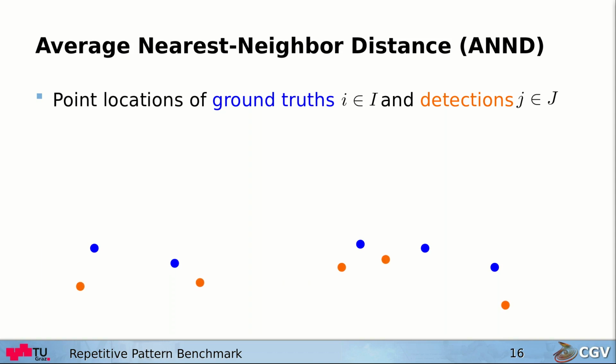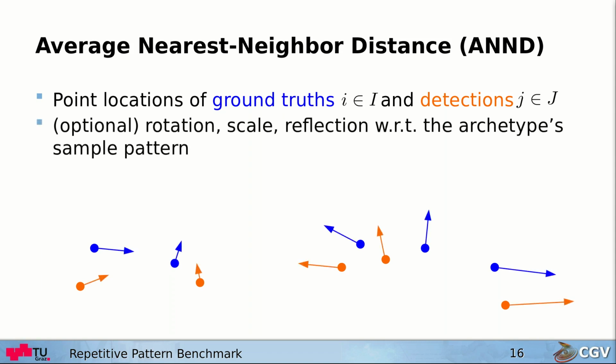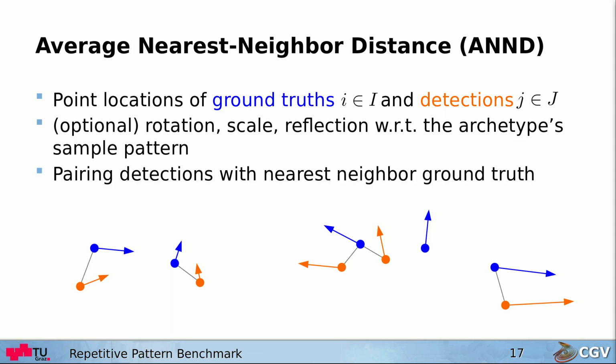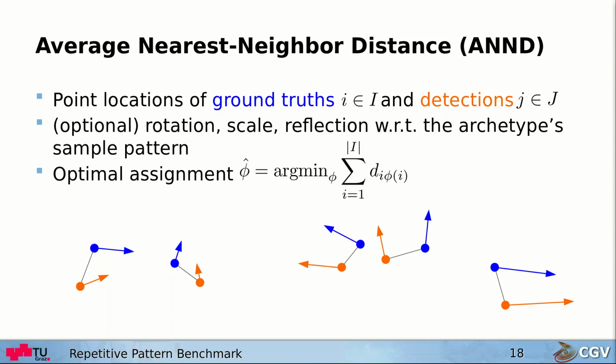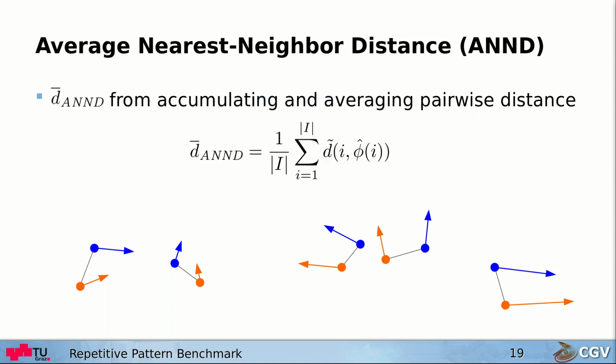Similarly, we expect the recognition algorithm to yield a set of point locations of detections. Additionally, the rotation, scale and reflection state with respect to the query could be returned. In the first step, we pair up the detections with matching ground truths. With a greedy nearest neighbor approach, it could happen that multiple detections are paired up with one and the same ground truth. Hence, we use an optimal assignment which minimizes the global distance to assign each detection to a ground truth. We then get the average nearest neighbor distance from accumulating and averaging the pair distances. Those are a function of the distance of point locations and, if given, the differences in rotation, scale, and reflection.